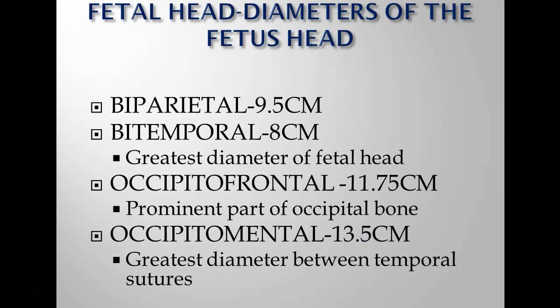So when we look at the fetal head, we're looking at the biparietal diameter, the bitemporal diameter, the occipitofrontal, and occipitomental. And we're looking to see that greatest diameter of the fetal head to see if it would fit into the normal size pelvis. So the greatest diameter of the fetal head would be that biparietal measurement. When we're looking at the bitemporal and the occipitofrontal, we're looking at both the nose and the prominent part of that occipital bone. And when we're looking at the occipitomental, we're looking at the greatest diameter between the temporal and the sutures.